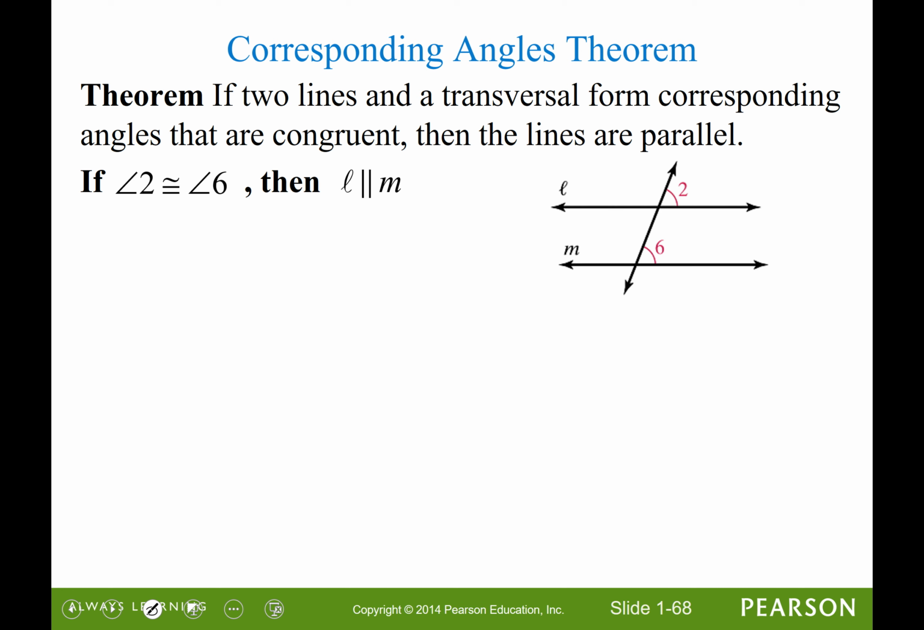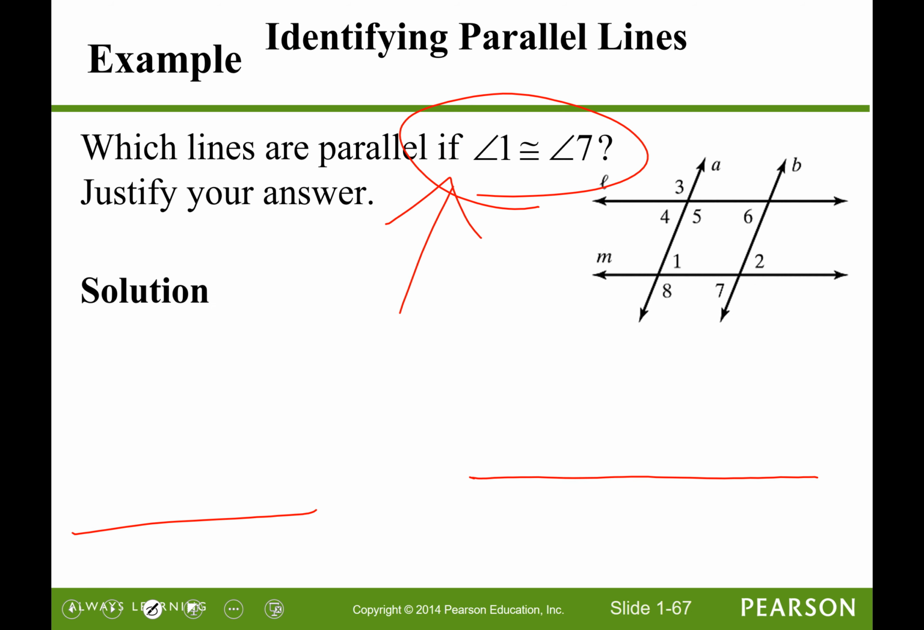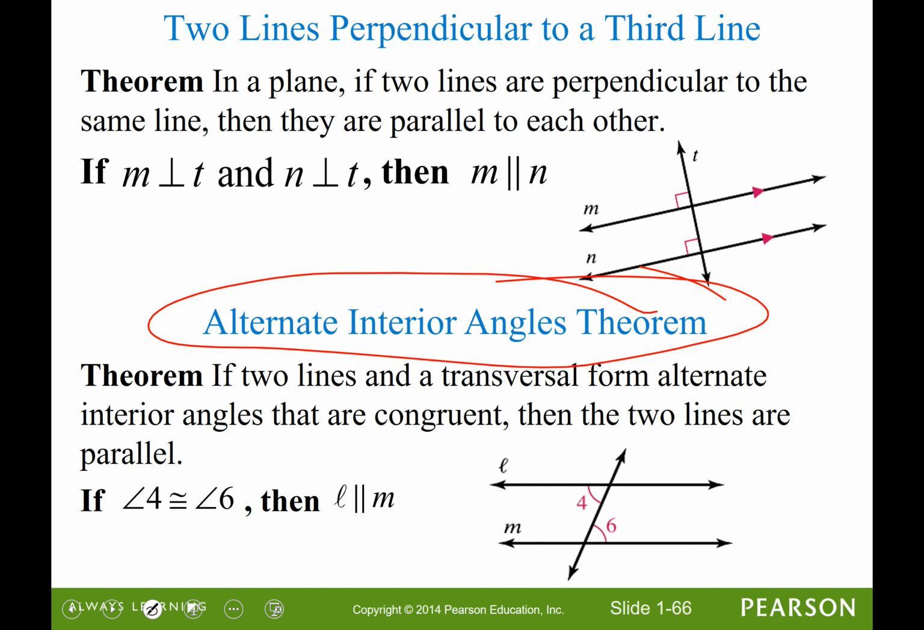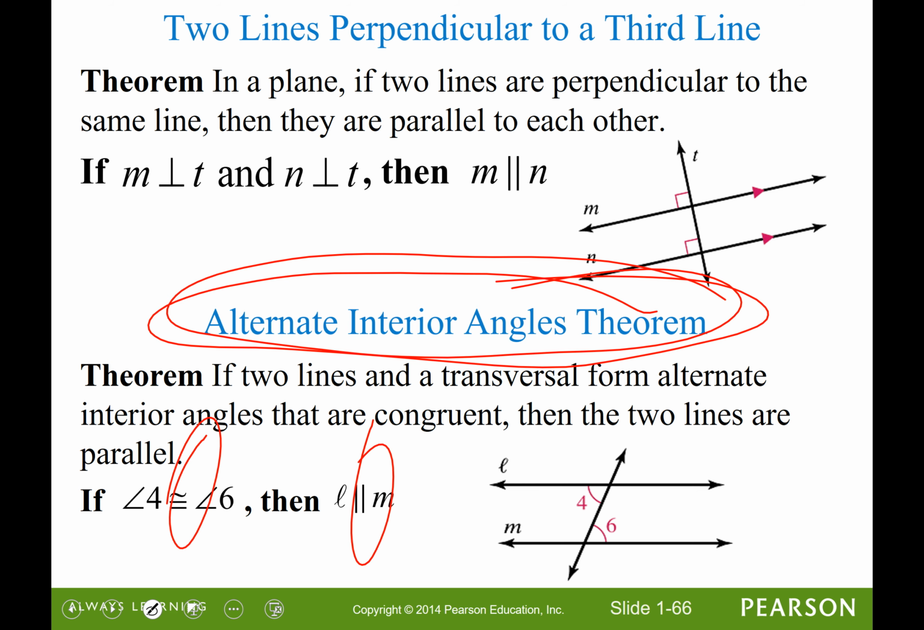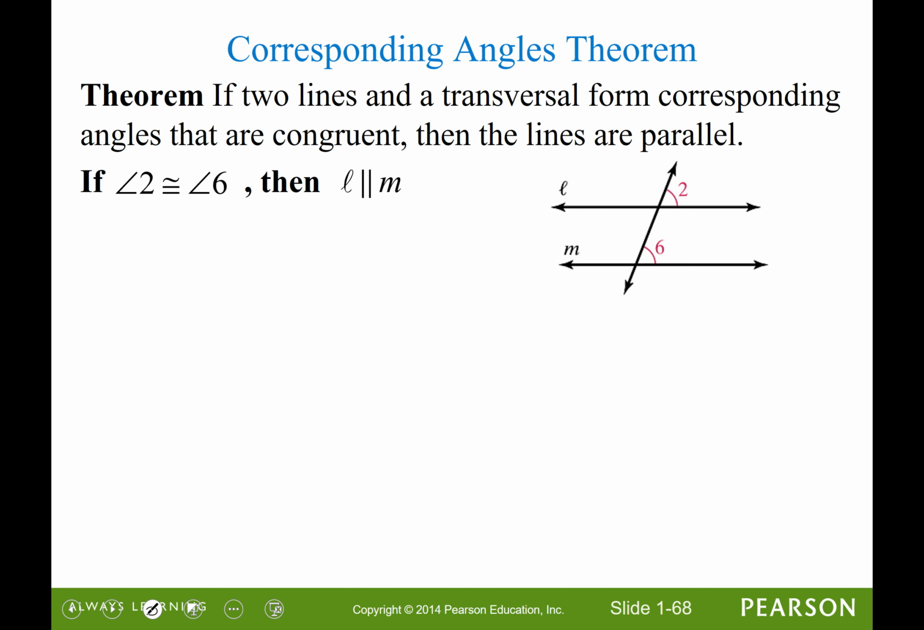Corresponding angles theorem. If two lines and a transversal form corresponding angles that are congruent, then the lines are parallel. You guys, this is exactly like the alternate interior angles theorem. Alternate interior angles said if you can get two alternate interior angles to be congruent, then you have parallel lines. Watch, it's the same. If you can get two corresponding angles to be congruent, then you have parallel lines.